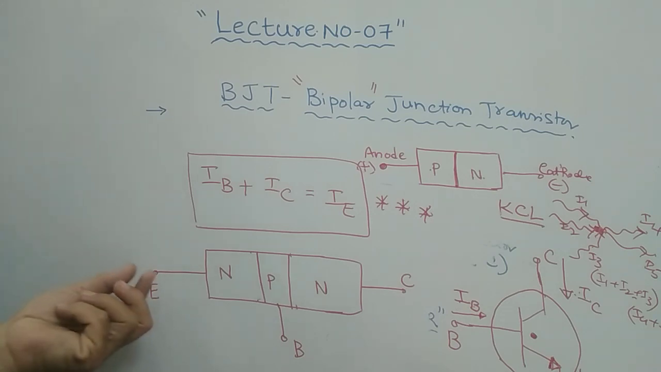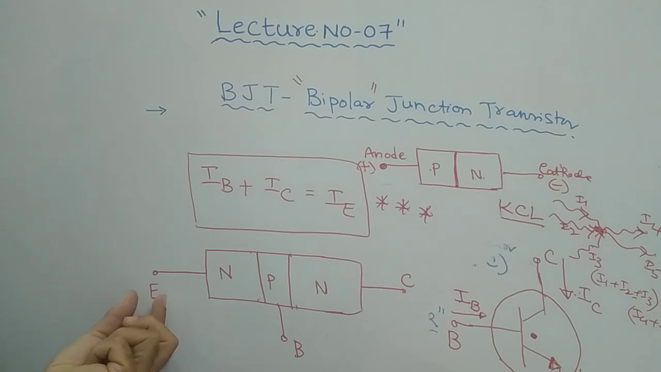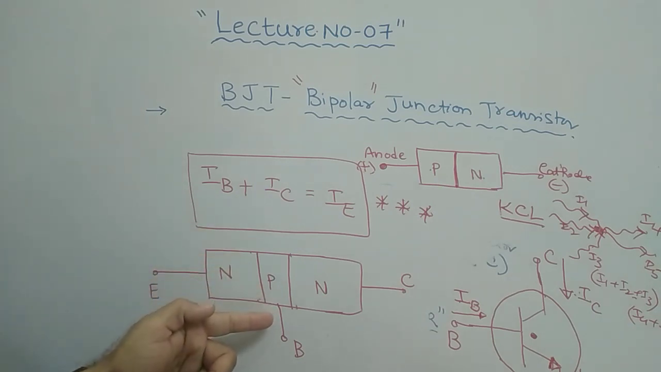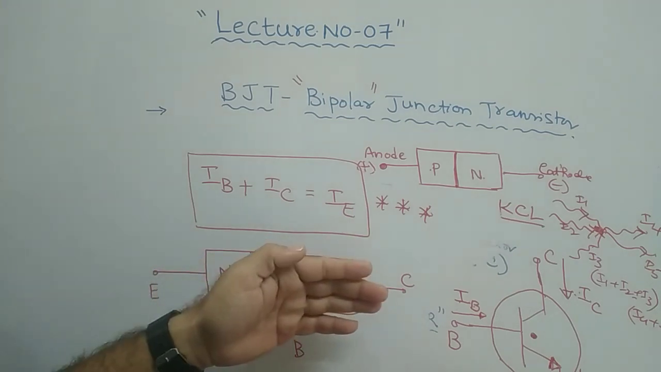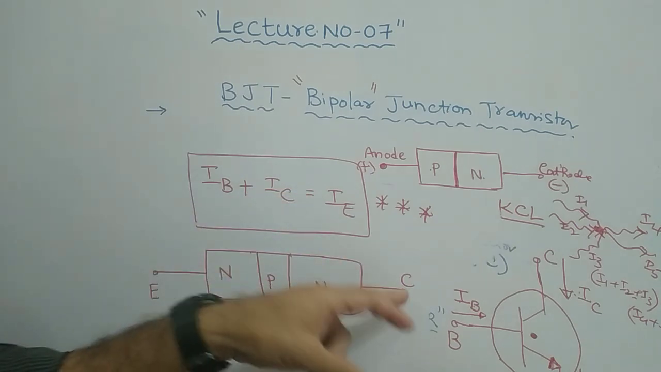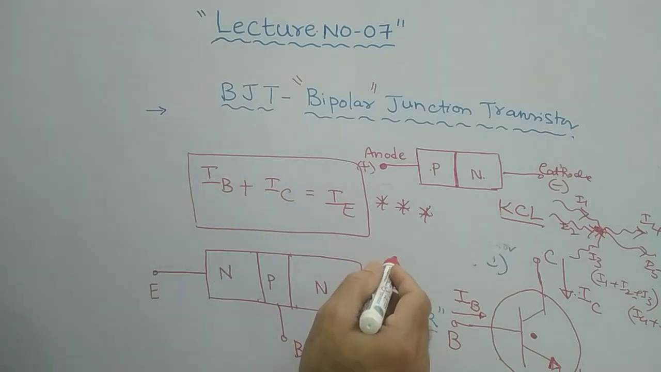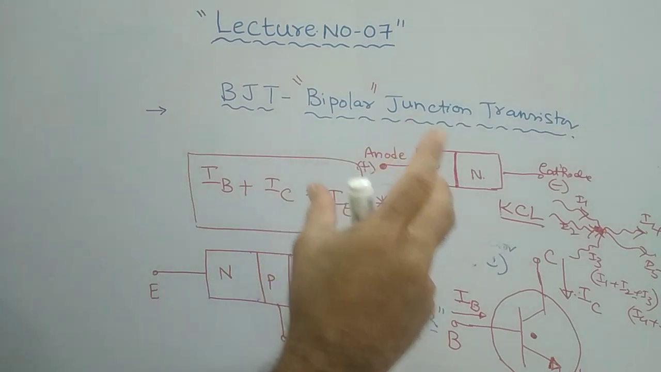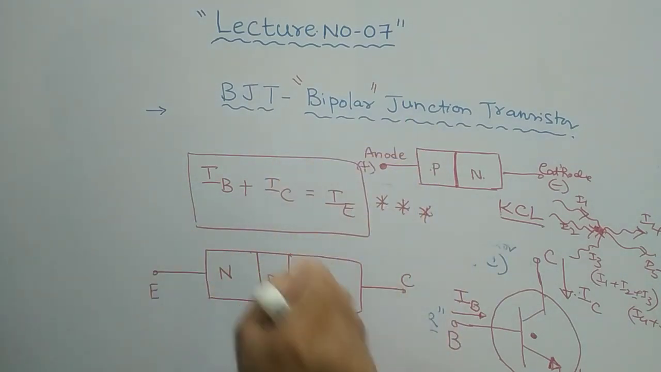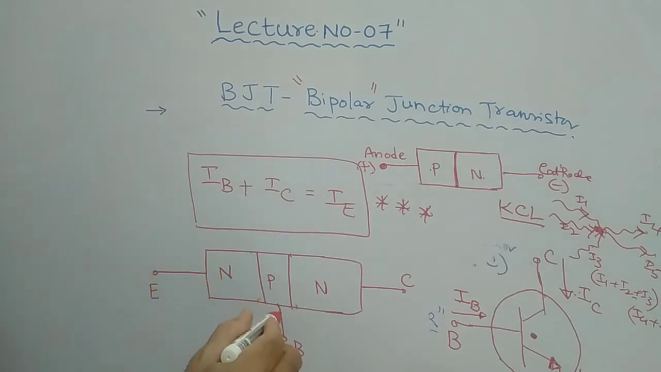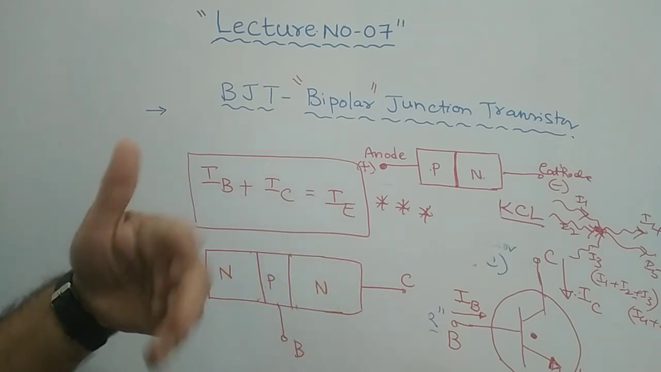So what will these terminals do? The emitter terminal will inject the carriers into the base, and the base terminal will pass those carriers to the collector. The collector will collect. That's why it is named collector: this terminal collects the carriers from the base. It injects, it passes, and it collects. That is the meaning of the three terminals. Very, very important point: emitter is heavily doped, base is lightly doped, whereas your collector terminal is moderately doped.